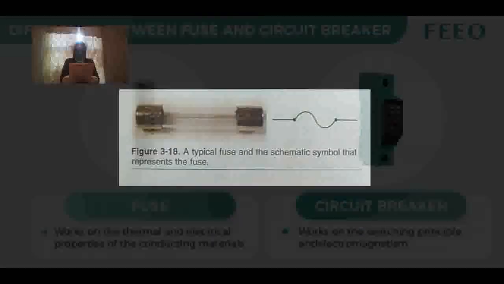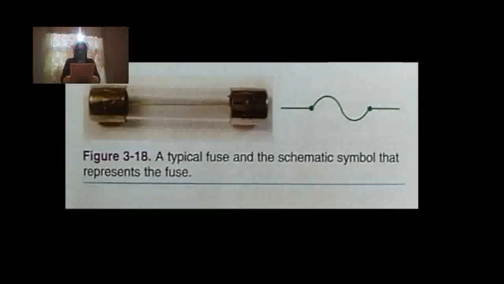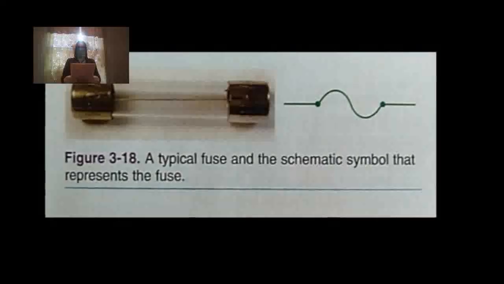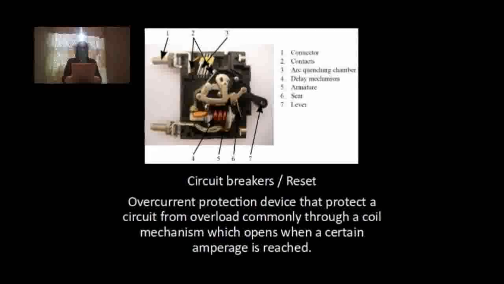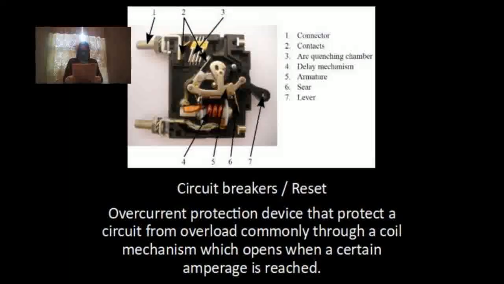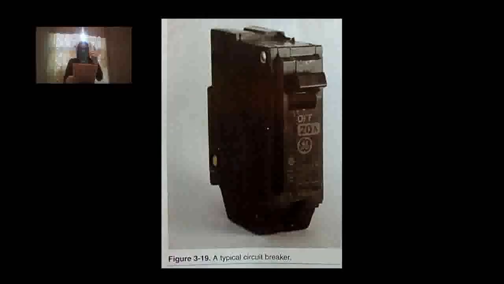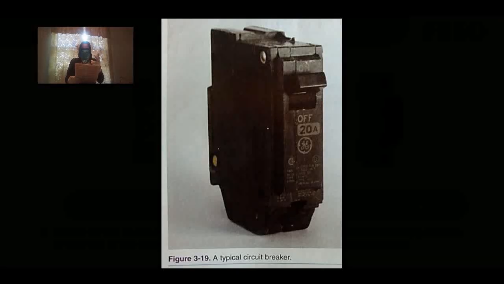The time required to melt the fuse link is inversely proportional to the amount of the overload. This means that the higher the overload current, the faster the melting action occurs. When a fuse melts, it must be replaced. A circuit breaker, sometimes called a reset, is another device used to protect a circuit from overload and short circuit conditions. See Figure 3-19. The main advantage of a circuit breaker over the fuse link is that the circuit breaker need not be replaced after tripping.